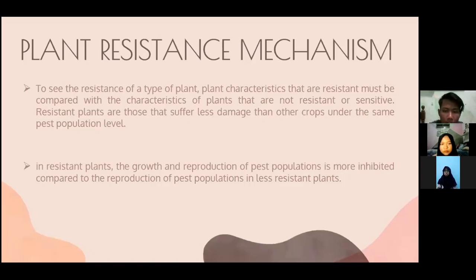Plant resistance mechanism. To see the resistance of a type of plant, the characteristics that are resistant must be compared with the characteristics of plants that are not resistant or sensitive. Resistant plants are those that suffer less damage than other crops under the same pest population level. In resistant plants, the growth and reproduction of the pest population is more inhibited compared to the reproduction of the pest population in less resistant plants.